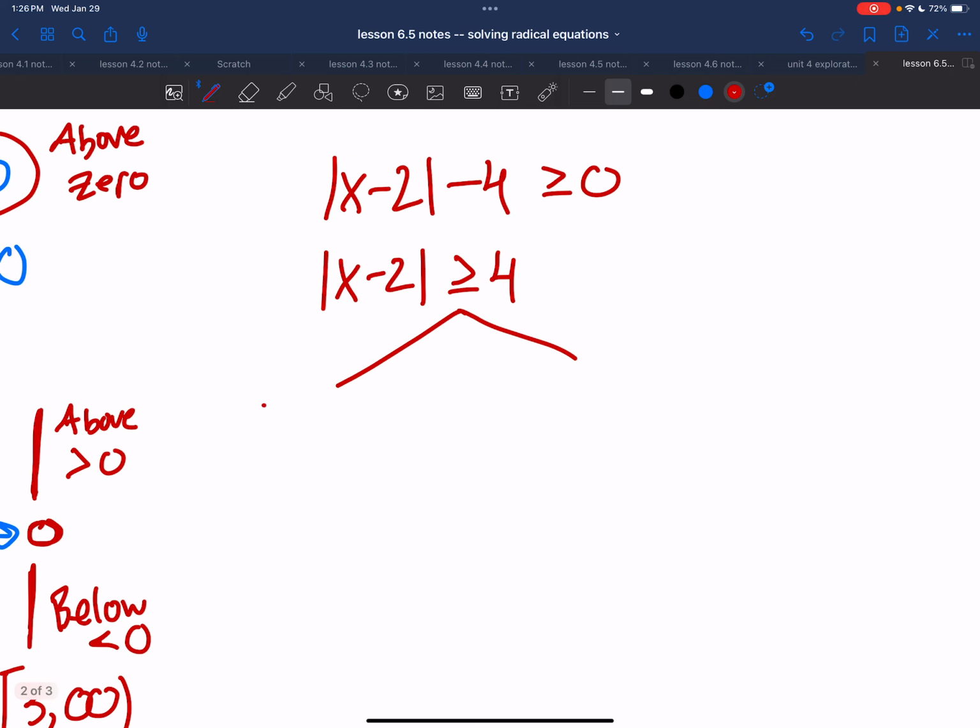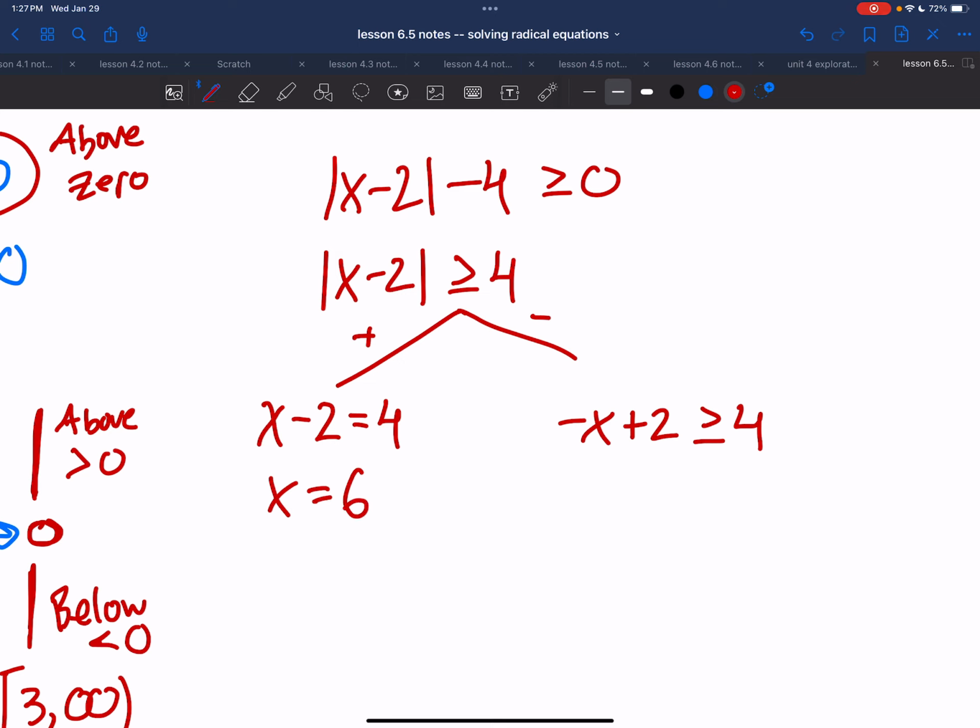So you can say the positive case, which is x minus 2 is at least 4, and the negative case, which means you flip the signs inside the bars. x becomes negative x, minus 2 becomes positive 2, and this is at least 4. And now you just solve, add 2 to both sides to get 6 here. Oh, sorry, it's an inequality though. So that's greater than or equal to 6. Here you subtract 2 from 4 to get 2, and then divide by a negative 1, which effectively flips the sign. You get negative 2 here.